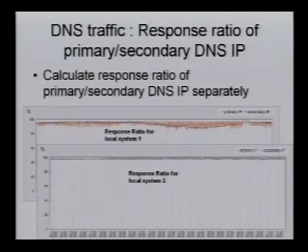This slide shows the response ratio of primary and secondary DNS IP addresses. We calculate the response ratio of the primary DNS IP address and the secondary DNS IP address separately. Red curve shows the response ratio of queries that come through the primary IP address. Blue curve shows the response ratio of queries which come through the secondary DNS IP address.